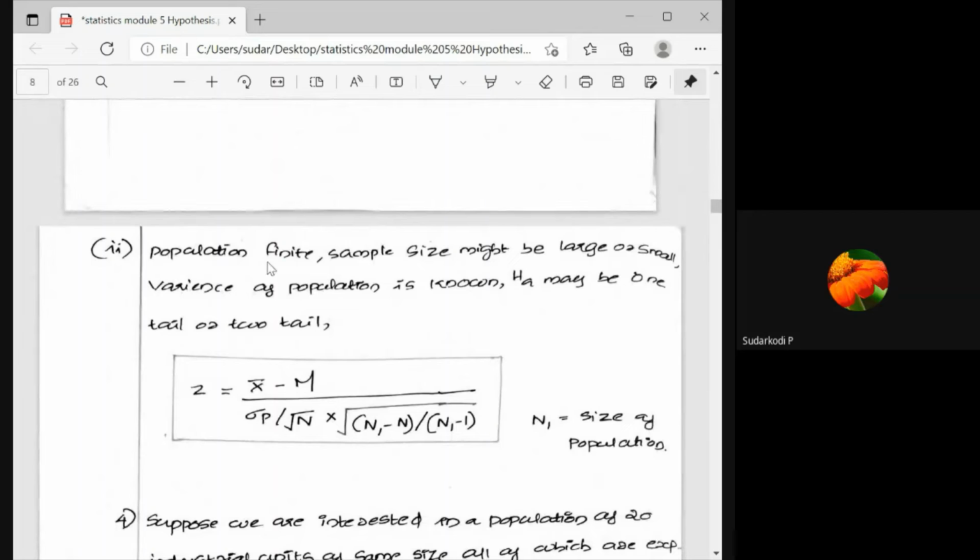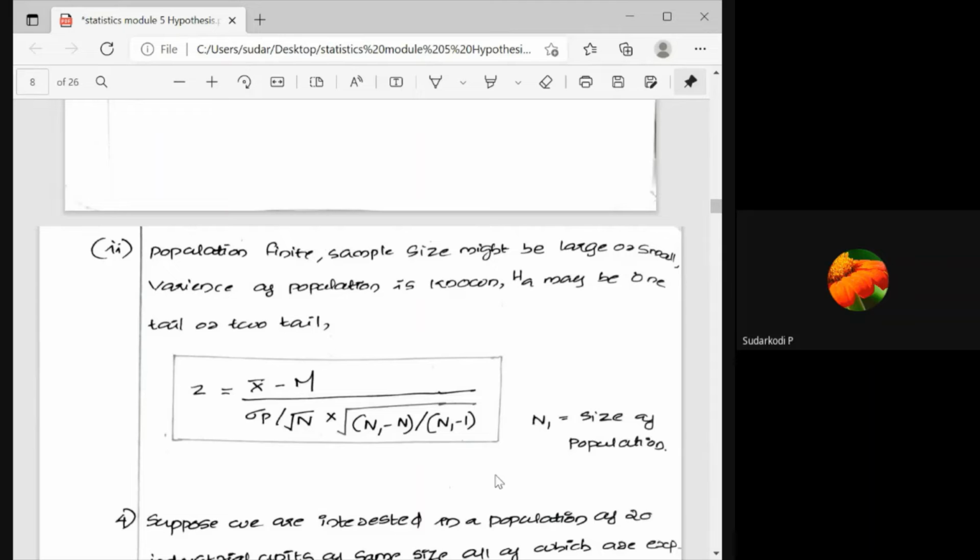When your population is finite, everything else remains the same. Sample size may be large or small, population variance is known. It can be one tail or two tail, but your formula changes. You can note down, this is your second formula in Z-test.